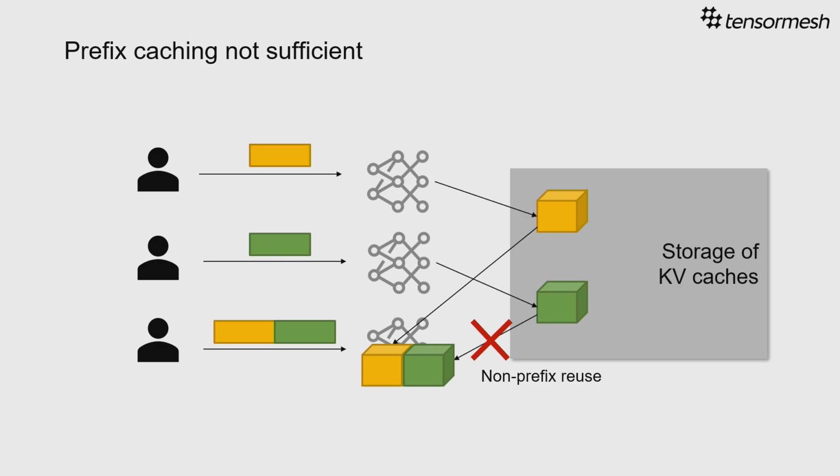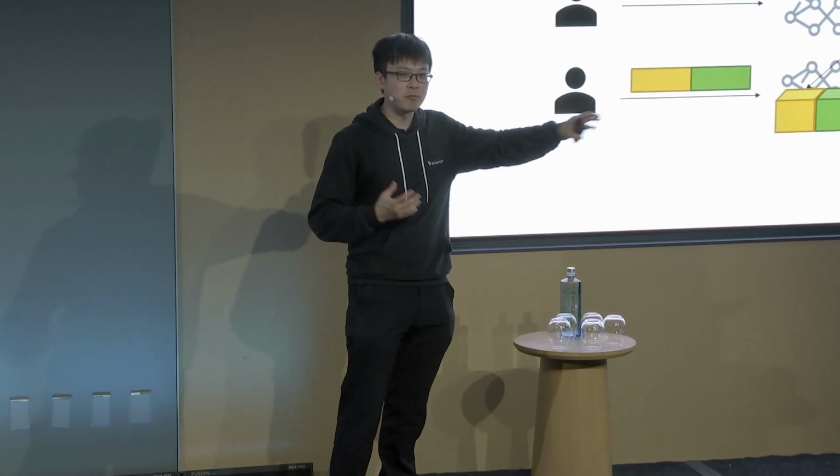The problem is, the first document's KV cache is reusable. The second document's is not, because the green KV cache, the green cube, was created when it was the prefix. If you reuse it at a non-prefix position, the KV cache is not reusable because it doesn't have the cross-attention embedded between these two documents. The model essentially cannot jointly understand these two documents.